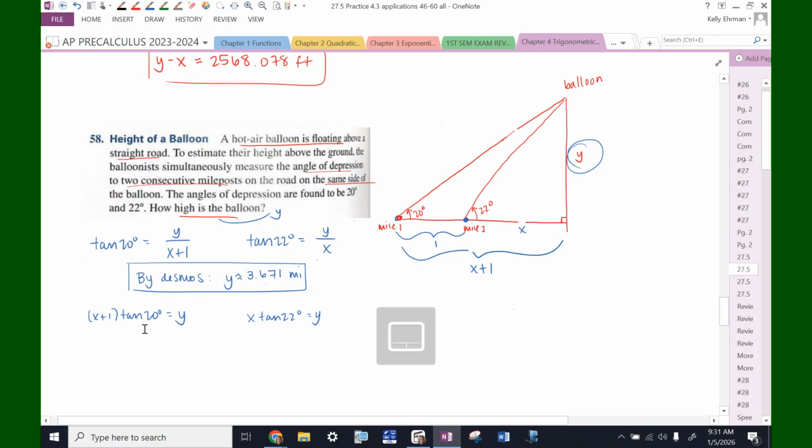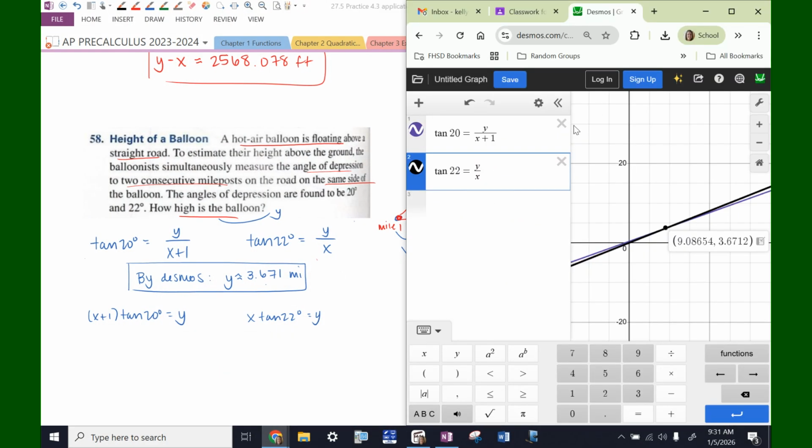What if we solve by graphing there? Because we could say, okay, that means that they're both equal to y. Let's see where they cross. So that should work out as well, right? So let's see if that gives us the same answer.